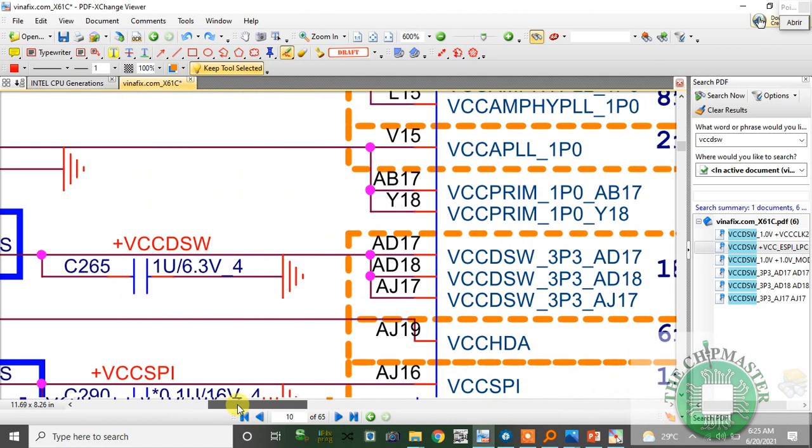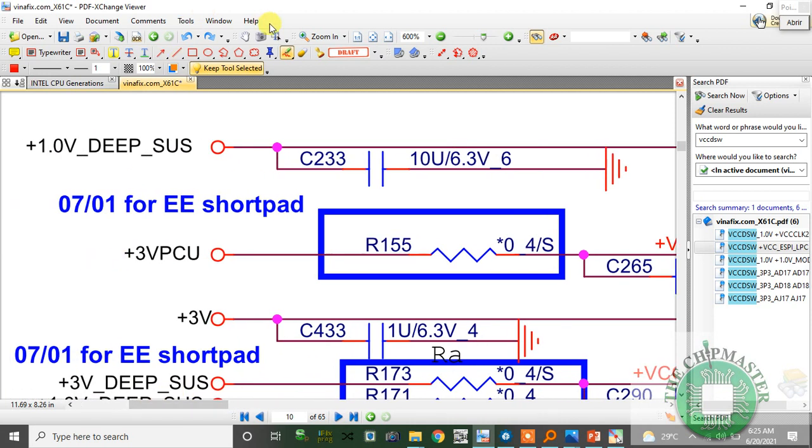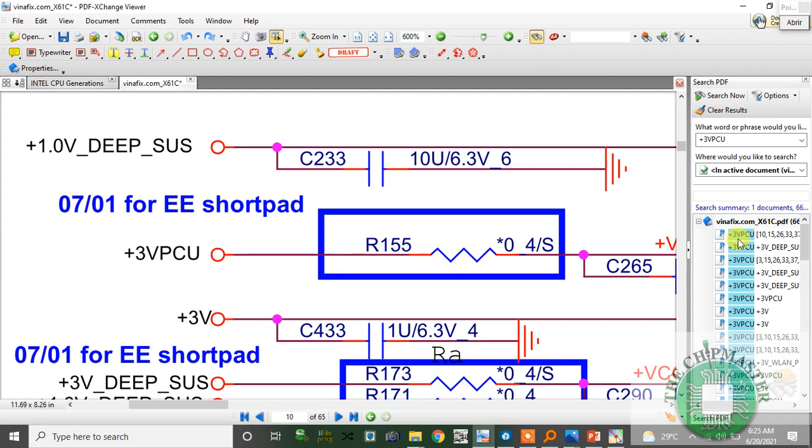And let's see what is powering it. It's powered by 3-volt PCU. So 3-volt PCU is normally a PWM power supply. This goes to a lot of places.